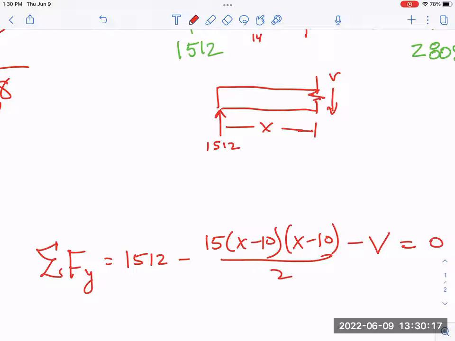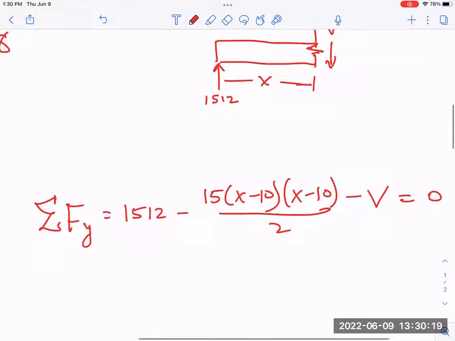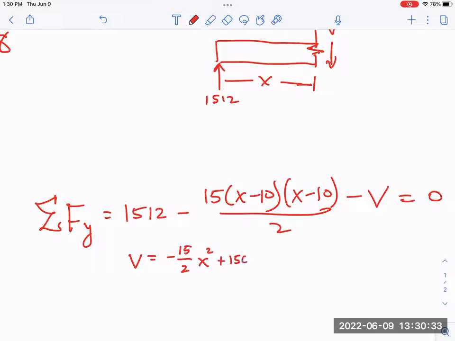Let's see. So if I solve this for V by adding V to the other side, then I get V equals negative 15 halves x squared plus 150x plus 762. I think.